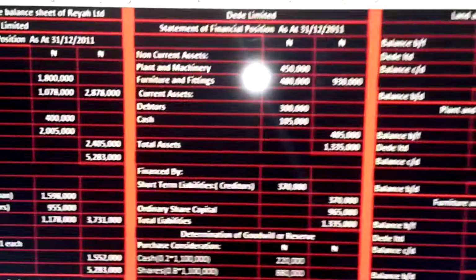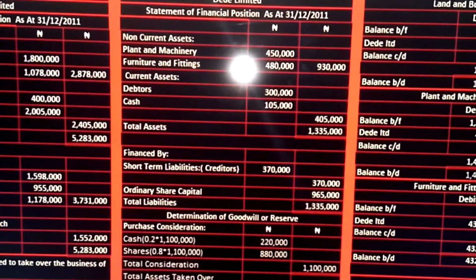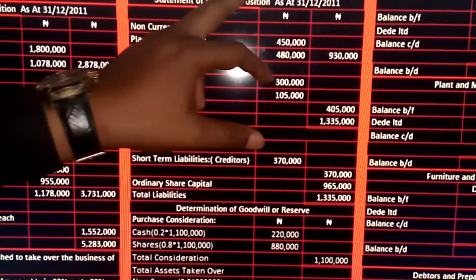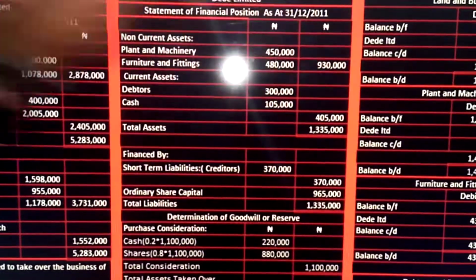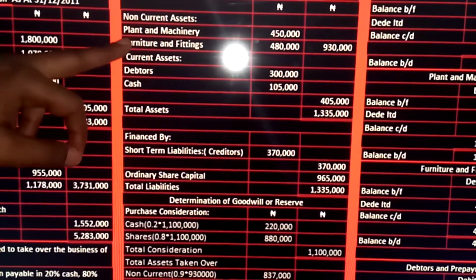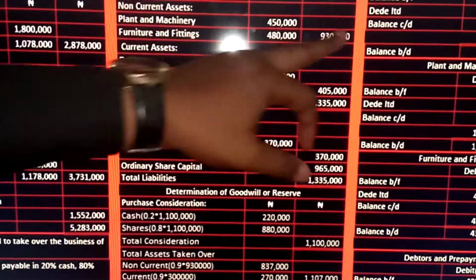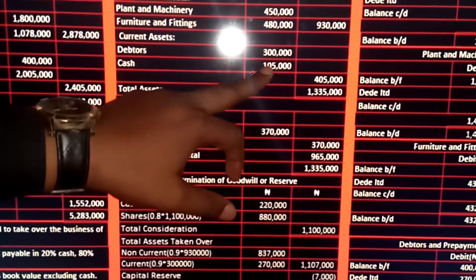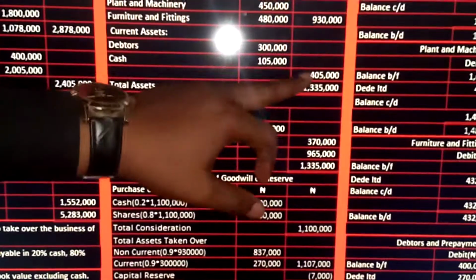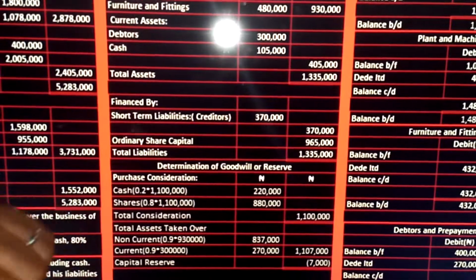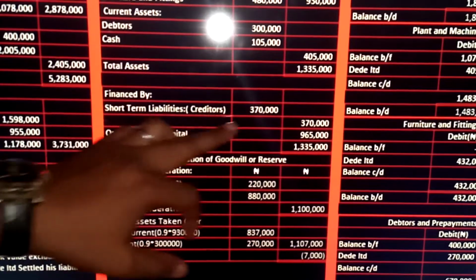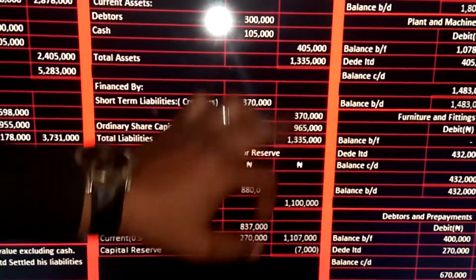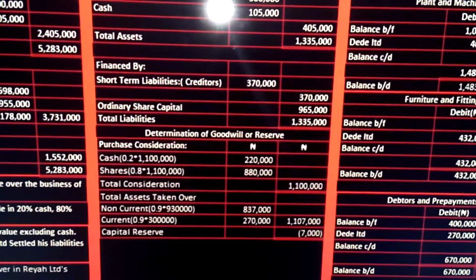So now where is the book of Dede? I will need the book value of the assets taken over. This is Dede's balance sheet, statement of financial position as at 31st December 2011. Dede has plant and machinery, furniture 450,480. That's 930. He has debtors 300 and cash 105. So 930 plus 405 will give you 1,335. Then he has short-term liabilities, creditors 370,000. His ordinary share capital is 965,000. So we have 135,000. So let's determine goodwill or reserve.